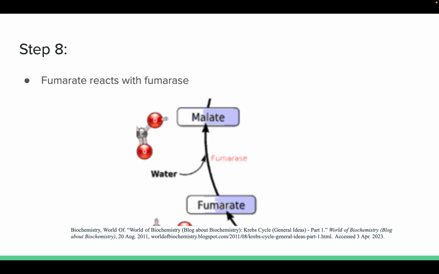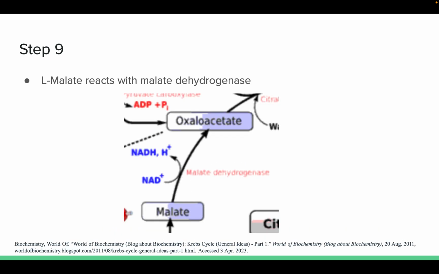In step 8 of the TCA cycle, fumarate reacts with H2O and fumarase to make L-malate. Although in the photo it says malate, for us it's L-malate. In step 9 of the TCA cycle, L-malate reacts with malate dehydrogenase to make oxaloacetate. The byproduct of this is NADH, by NAD being reduced.